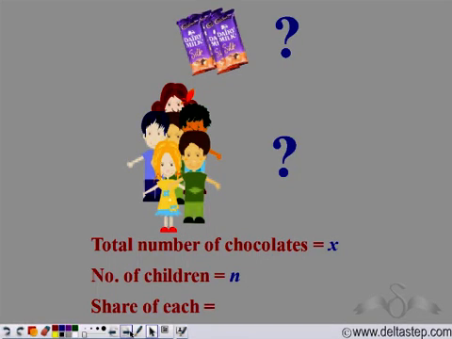So what will be the share of each child? The total number of chocolates divided by the total number of children present, which is x divided by n, and we represent it as x by n. Here we are dividing a variable x by another variable n. So it is x by n.